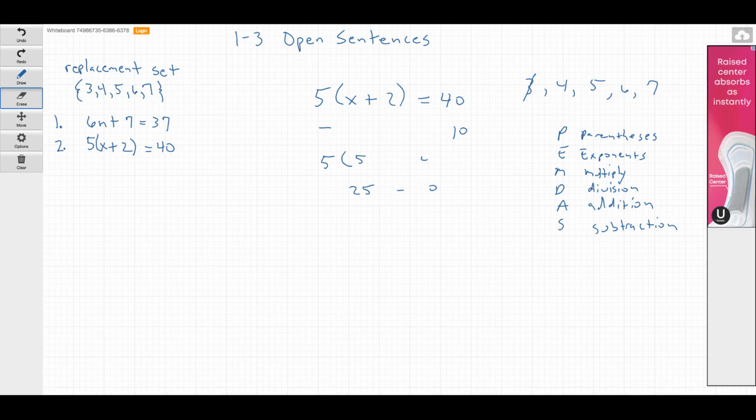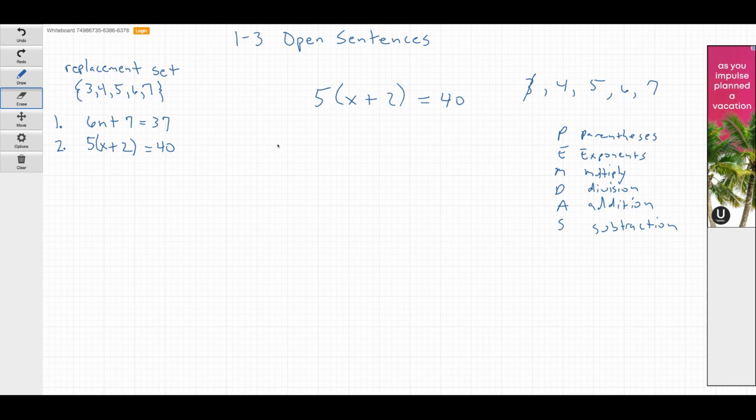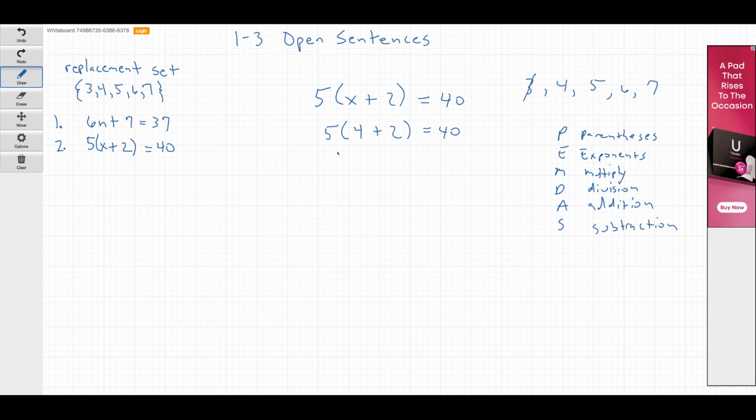We'll use the next number in the replacement set. So we have 5 times 4 plus 2 equals 40. So we do what's in parentheses first. 4 plus 2 is 6, equals 40. Next we have just multiplication. 5 times 6 is 30. 30 does not equal 40. So 4 does not work. We can cross that out.